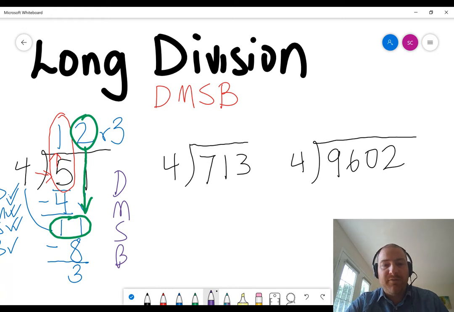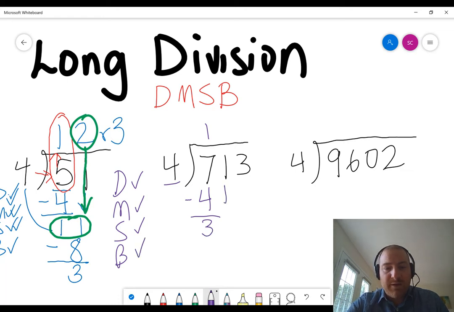So I know that 4 can divide into 7 one time. There's my division step. Now I multiply my answer, which is 1, by my 4. Everything goes through that 4. So the multiply step is 1 times 4 is 4. And then subtract step. So I'm going to subtract 7 minus 4 is 3. Now I'm going to do my bring down step. So I'm going to bring down my 1 and put it over here. So we now have 31.